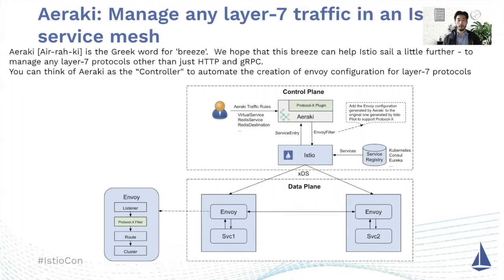That's why we created Aeraki. Aeraki is a Greek word for breeze. You can think of Aeraki as a controller to automate the creation of Envoy configuration for layer 7 protocols. Aeraki pulls service entries from the Istio service registry, translates the service entries combined with Aeraki traffic rules to Envoy configuration, and sends the configuration back to Istio through the Istio Envoy Filter CRD. We hope that this breeze can help Istio sail a little bit farther, to allow Istio to manage any layer 7 traffic other than just HTTP and gRPC.